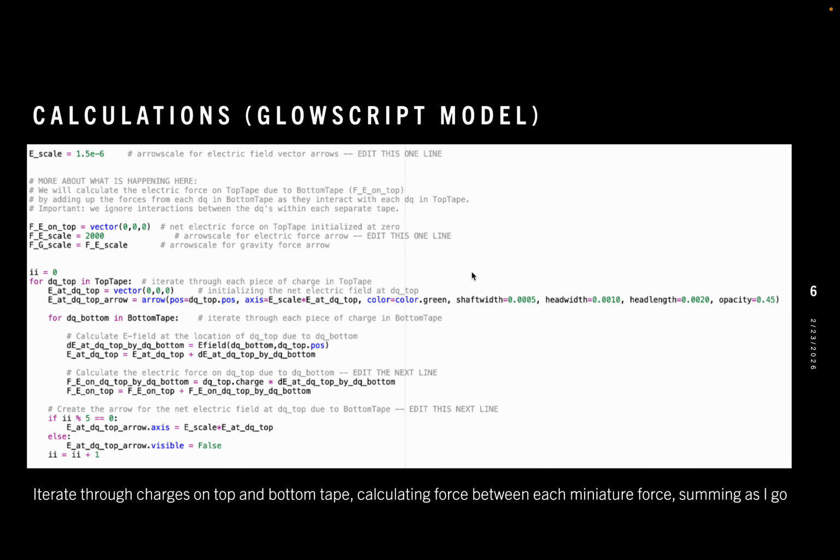Then we make a for loop, which loops between both the top tape and the bottom tape charges, and calculates the net electric force from each of the interactions between the small little charges on each tape, with the 100 charges on each of the tapes, which adds them all up together here.